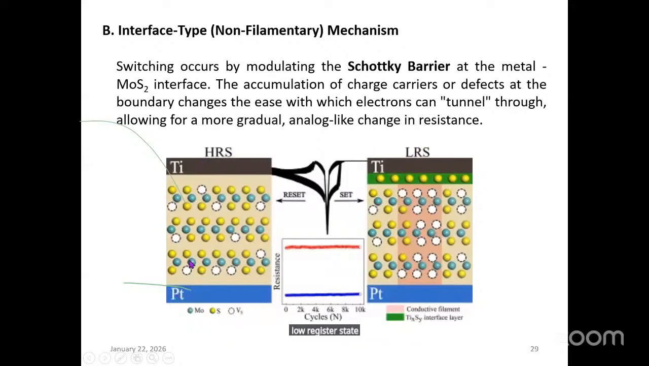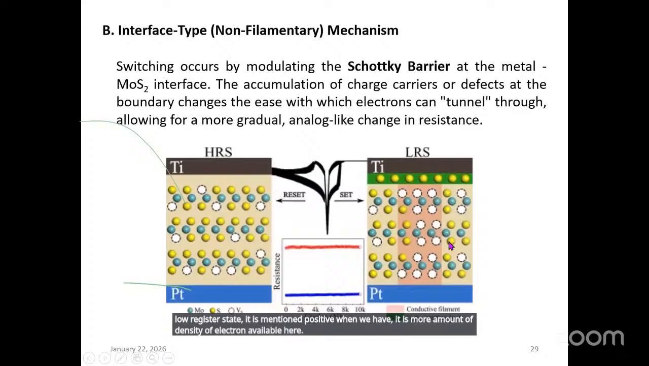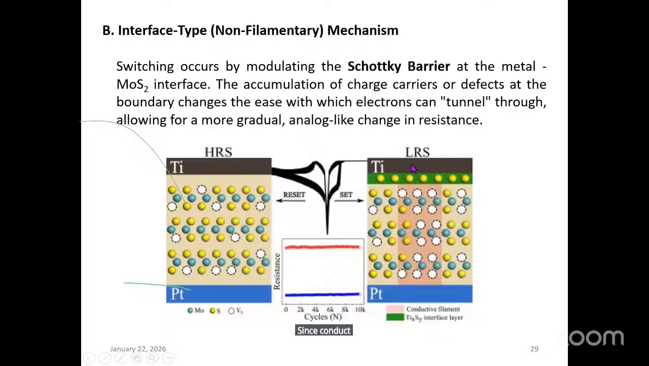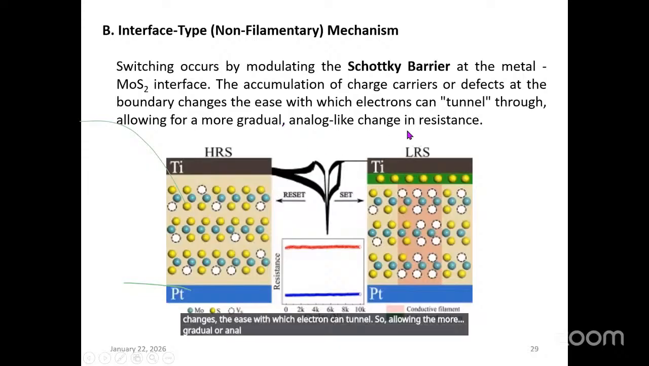It is mentioned that when it is positive, there is a greater density of electrons available here. Therefore, conductivity is more, and since conductivity is more, the channel offers low resistance. Because of fewer electrons, the conductivity is less, and therefore it will offer high resistance. In this way, the device can behave like on and off. The very important thing is mentioned here. The accumulation of charge carriers or defects at the boundary changes the ease with which electrons can tunnel, allowing a more gradual or analog-like change in the resistance.